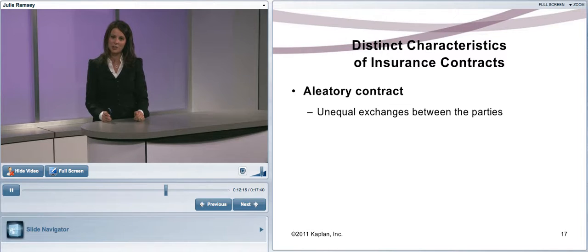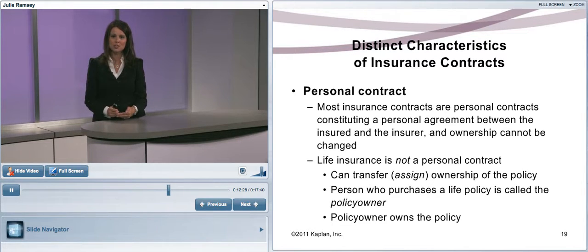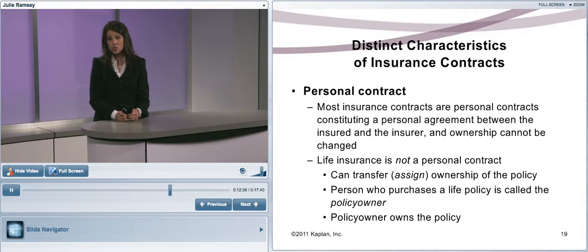Insurance is a conditional contract. When you see the word conditional, it just means rules. As you're reading the contract, there are a lot of ground rules in that contract and how it works. Personal contract. Most insurance contracts are personal contracts. It's a personal agreement between the insured and the insurance company, and ownership cannot be changed. Why? Because it's a personal contract. However, life insurance is not a personal contract. Why isn't life insurance a personal contract? Because ownership can be changed. You can change the ownership in life insurance.